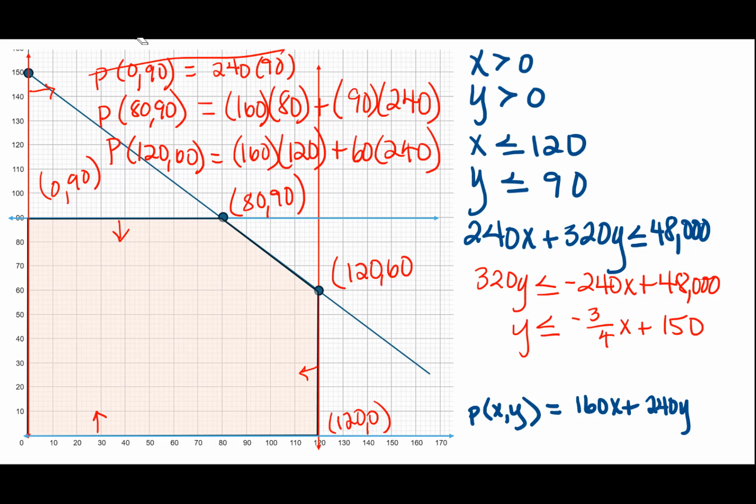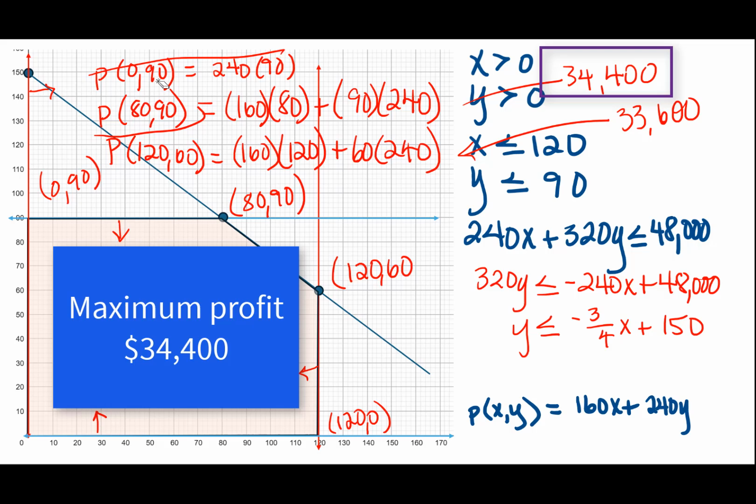Okay, so we just have those two, and if we punch those into our calculator, (80, 90), 80 kitchen tables and 90 dining tables is what would maximize the profit.